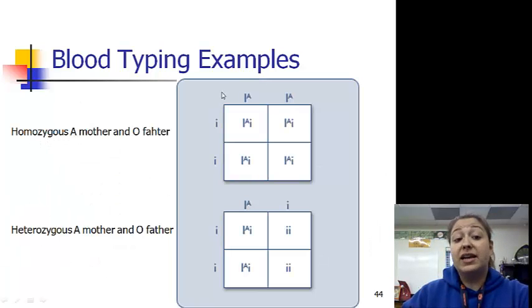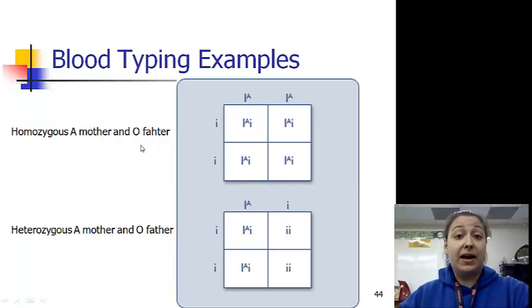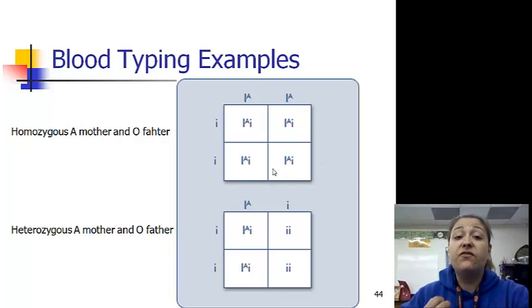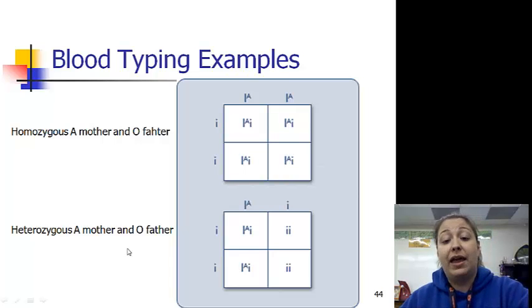So for a homozygous A mother, they're going to look the same. So big I^A and big I^A. And a type O father. Remember, O is little i, little i. When we bring it down and across, we find out that it's 100% big I^A, little i. So the phenotype is going to be all type A.